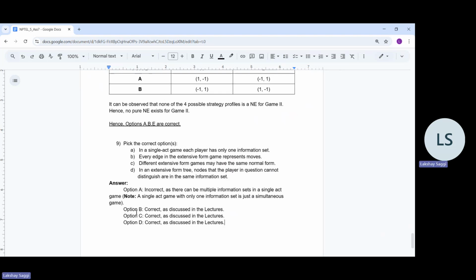So in this question, we have to pick the correct options, and only options B, C, D were correct. So the answer is: hence, options B, C, D are correct.